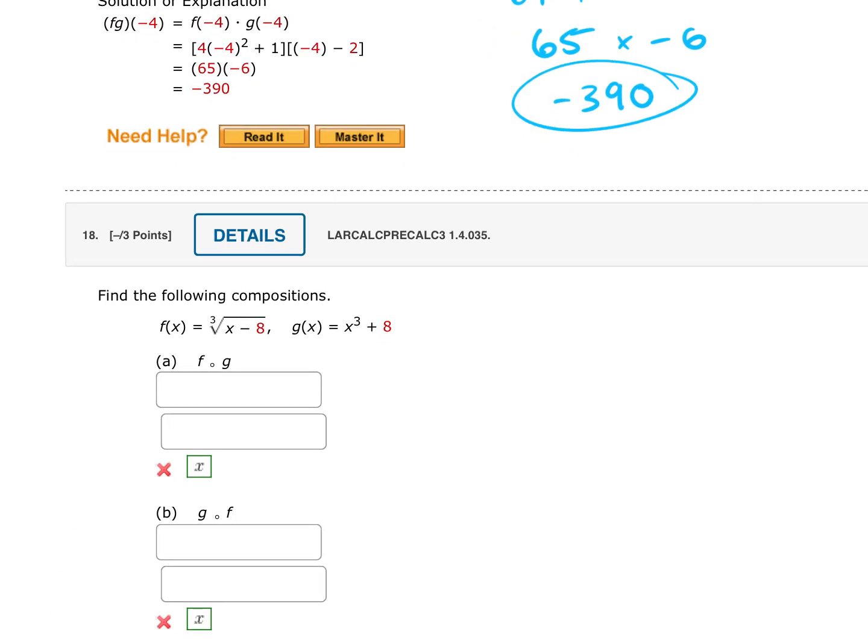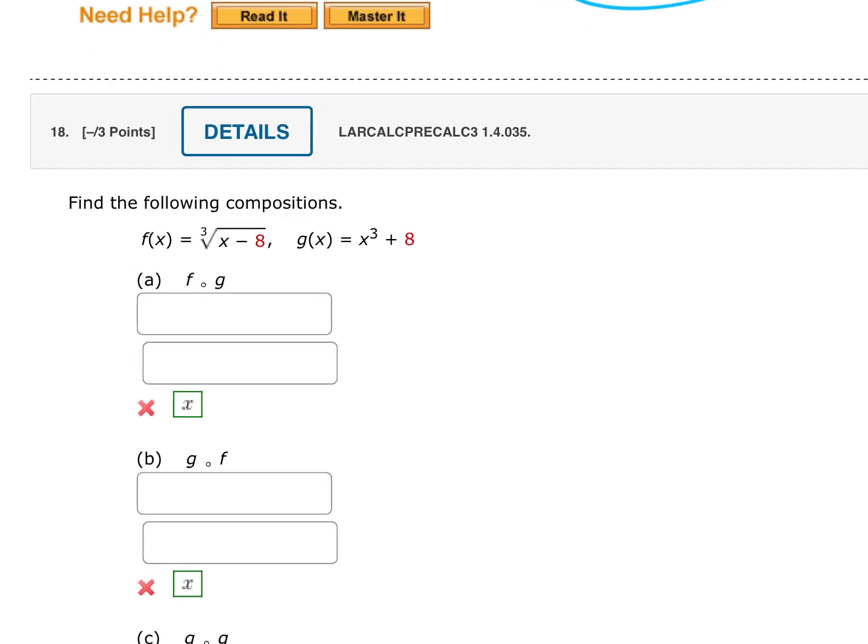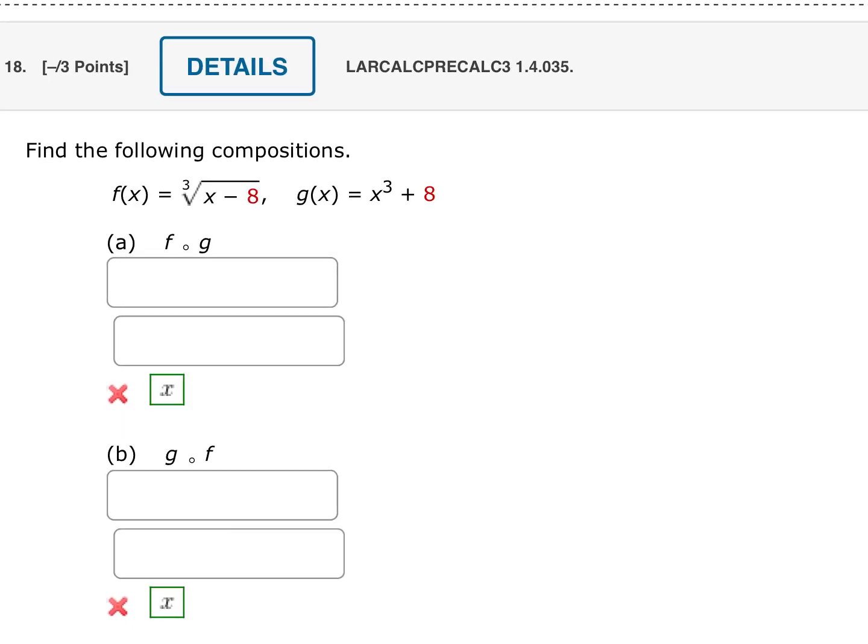Let's do a composition function. So with composition functions, the order matters that you plug it in. Always start from the inside. That goes into the other one. So g is on the inside, so we're going to take g and plug it into the x in f. So we have the cubed root. When we take g and plug it into x, this would be x cubed plus 8 minus 8.